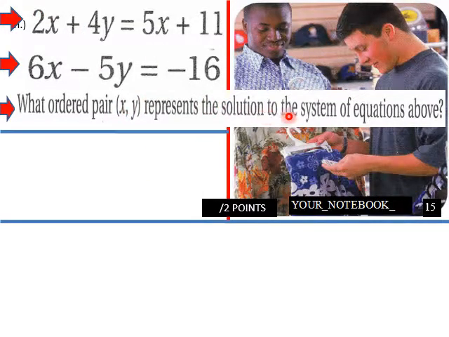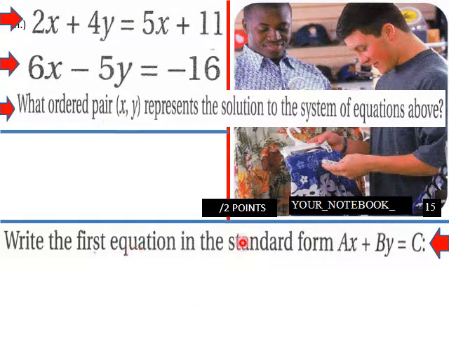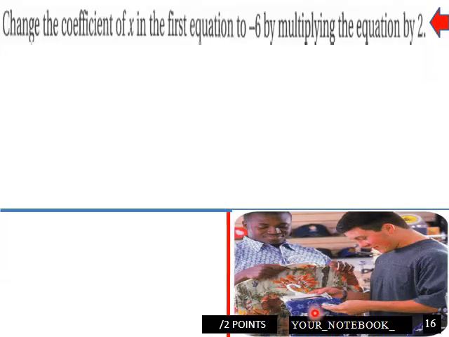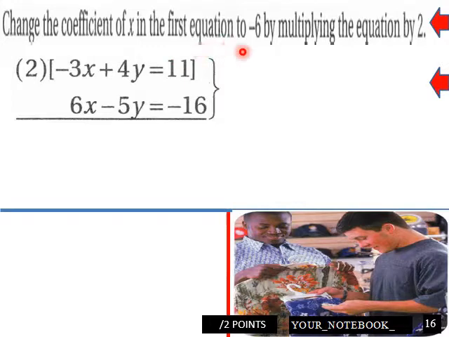What ordered pair represents the solution to the system of equations above? So write the first equation in standard form: negative 3x plus 4y equals 11. So we bring this over here, and it becomes negative 3x, and 6x minus 5y equals negative 15. Then when we further combine that, change the coefficient of x in the first equation to negative 6 by multiplying the equation by negative 2. So we're going to multiply this, not by negative 2, but by positive 2.